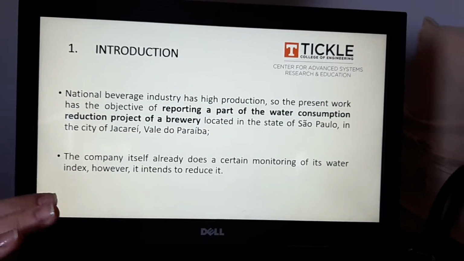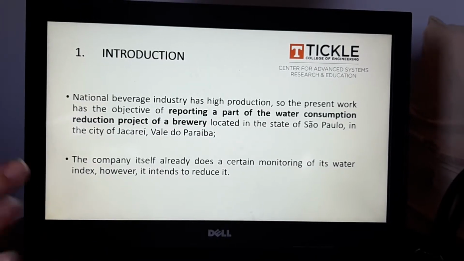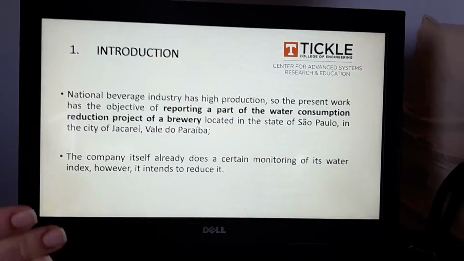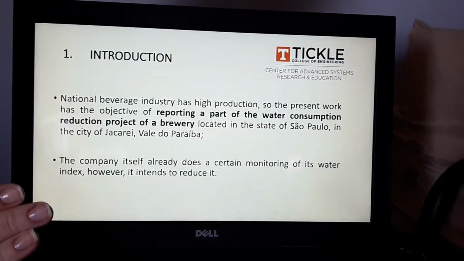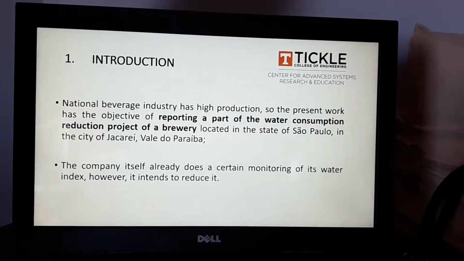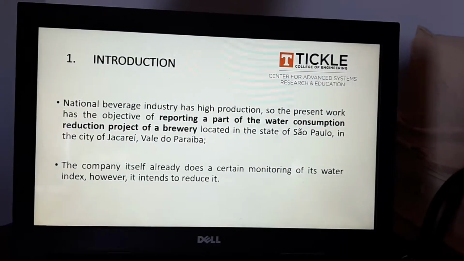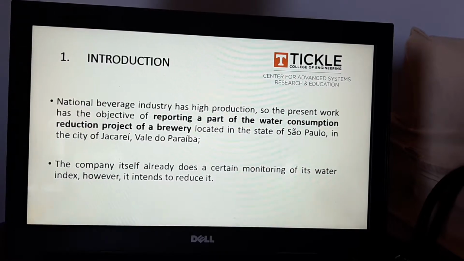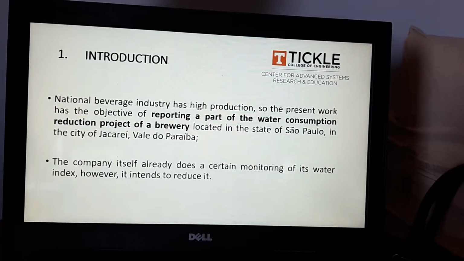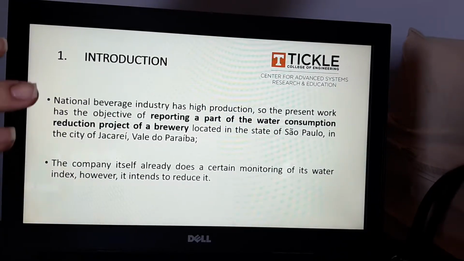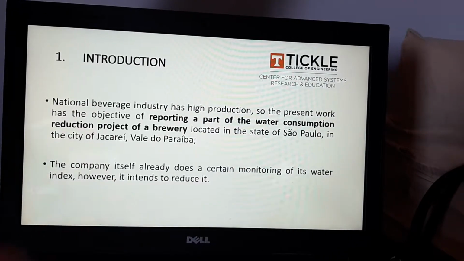The company itself already monitors this water index, but they really intend to reduce it because they spend really high levels of water.